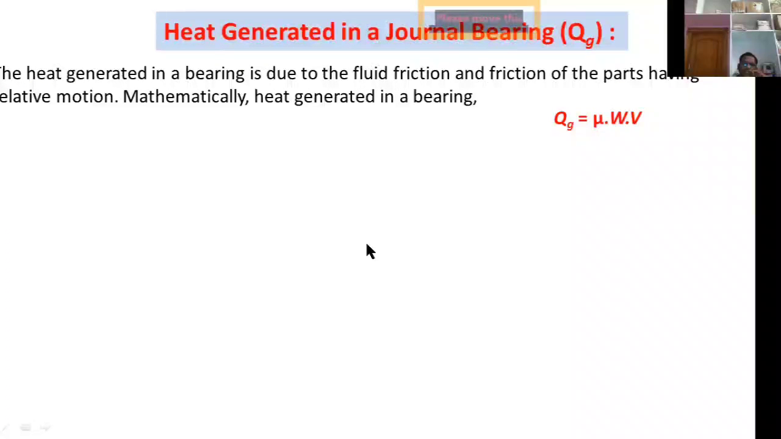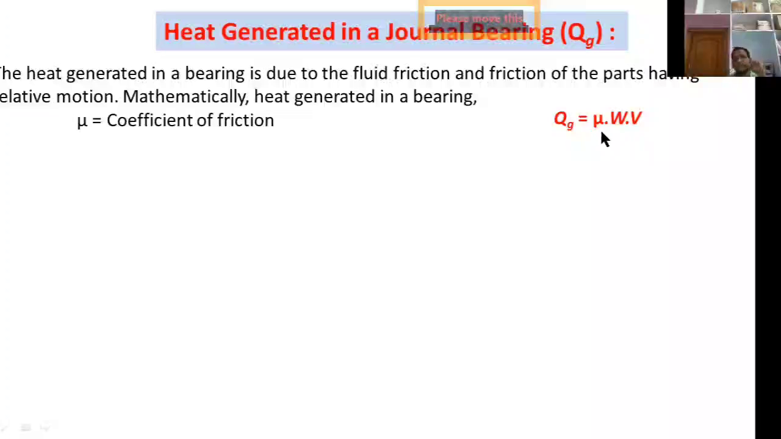The amount of heat dissipated is already given in the data, so I consider the amount of heat dissipated equal to the amount of heat generated. The formula for the amount of heat generated is Qg equal to mu W V.